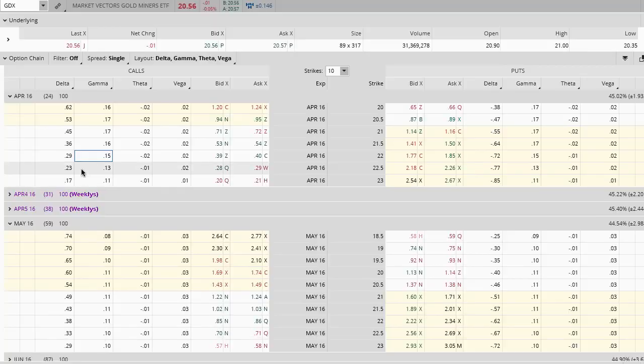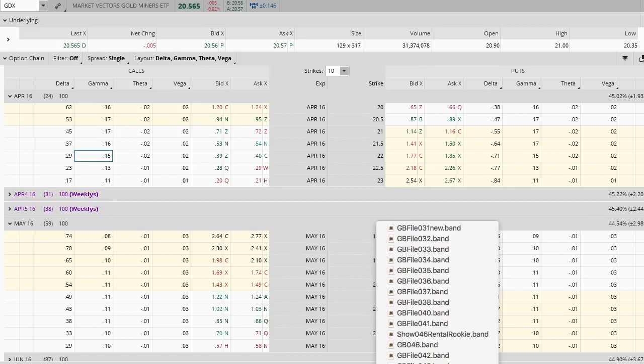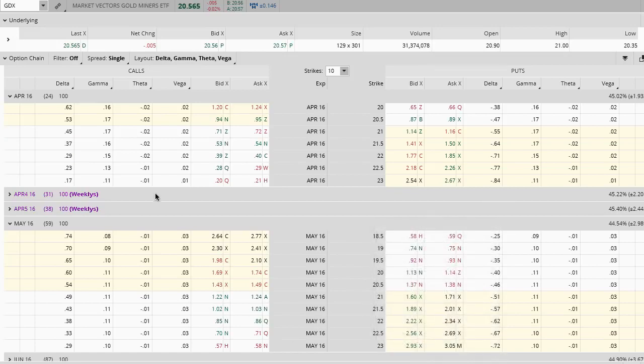So again, let's go back here to our GDX example, and we can look at some theta inside of here. I always do that on accident. I open up GarageBand instead of my marker.